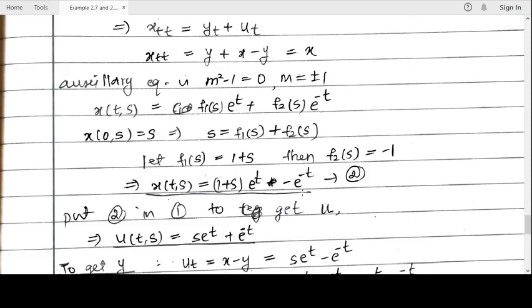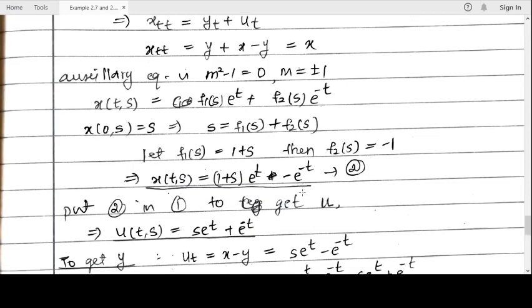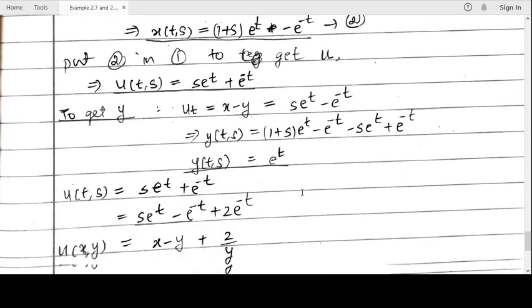Now to invert the transformation, we put this in equation 1, so you will get the value of u also. We will get u equal to s e raised to t plus e raised to minus t. Now we have to get y also. We got x and u. Now to get y, we have u_t equal to x minus y, and we substitute x minus y here. So we have y is equal to (1 plus s) e raised to t minus e raised to minus t, minus s e raised to t plus e raised to minus t. Simplify this, so you will get y equal to e raised to t.